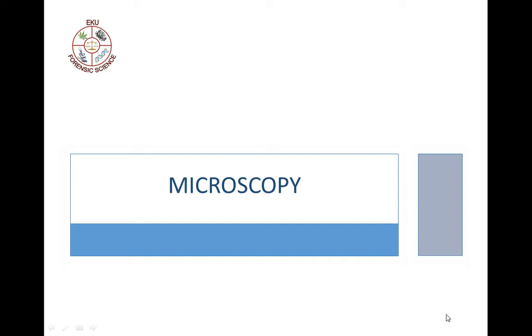A forensic scientist must select the correct analytical methods depending on the sample that they're trying to analyze. Most of the analysis involves either microscopic or instrumental methods. Our second topic will discuss microscopy.